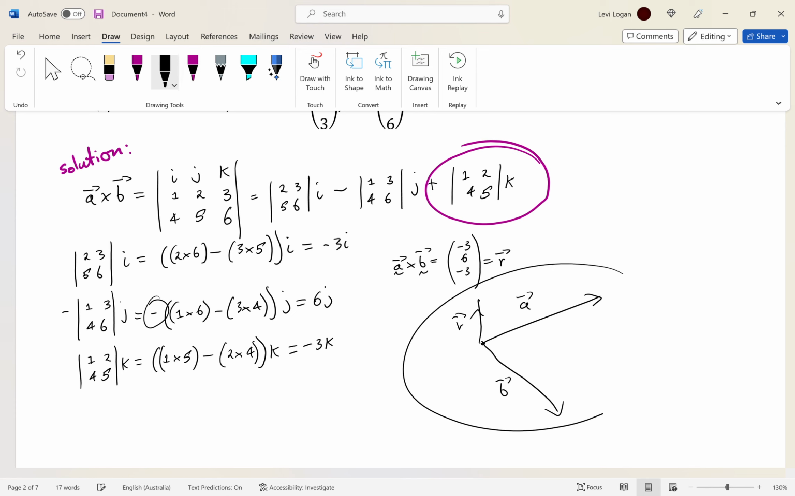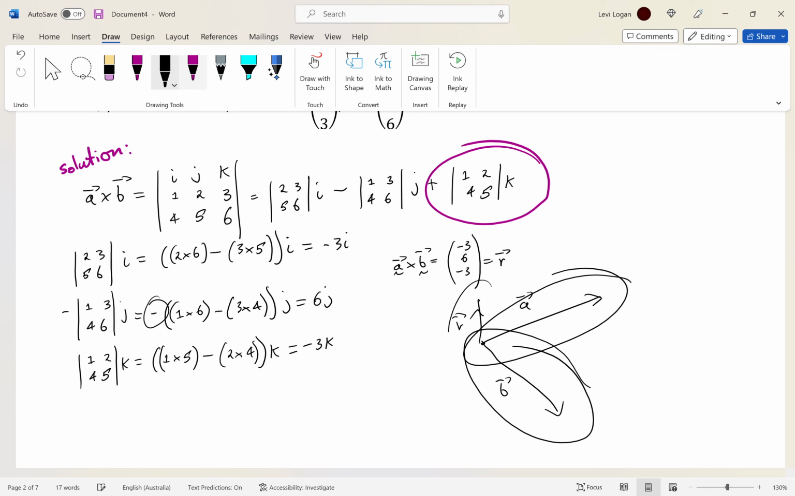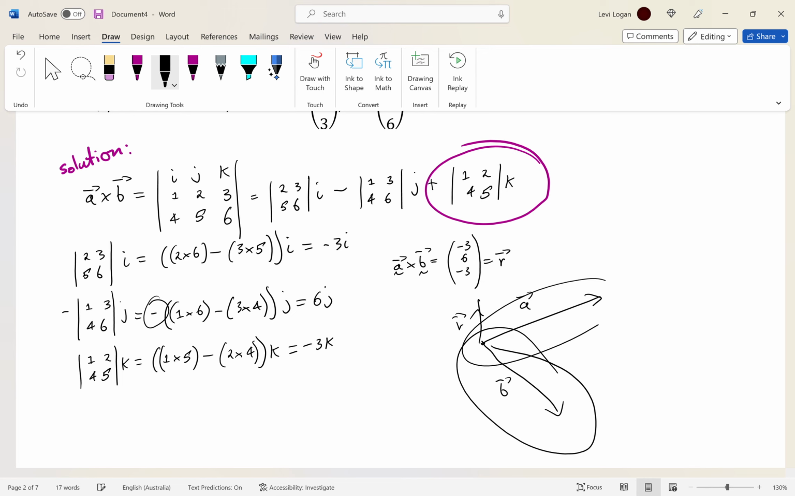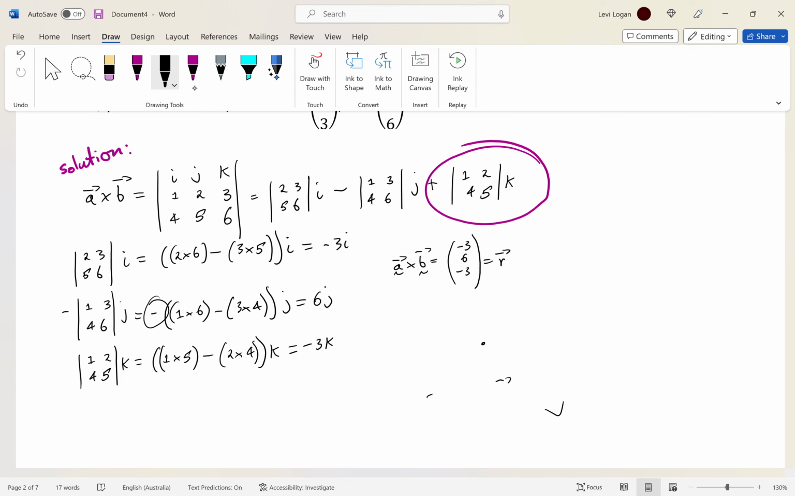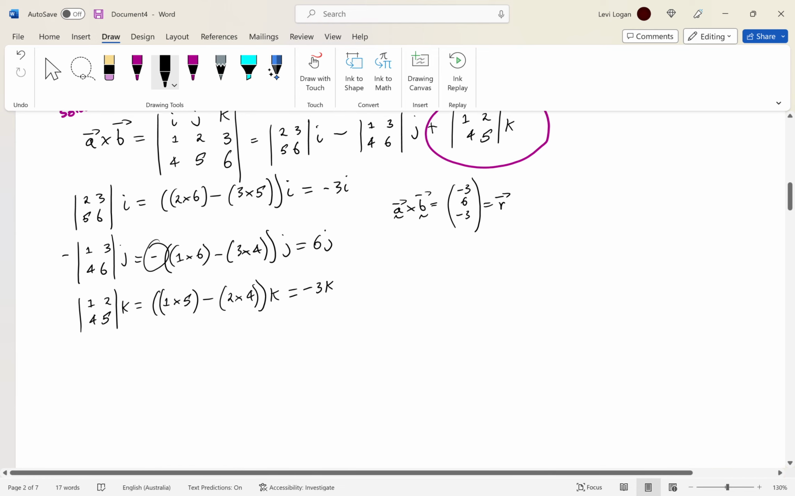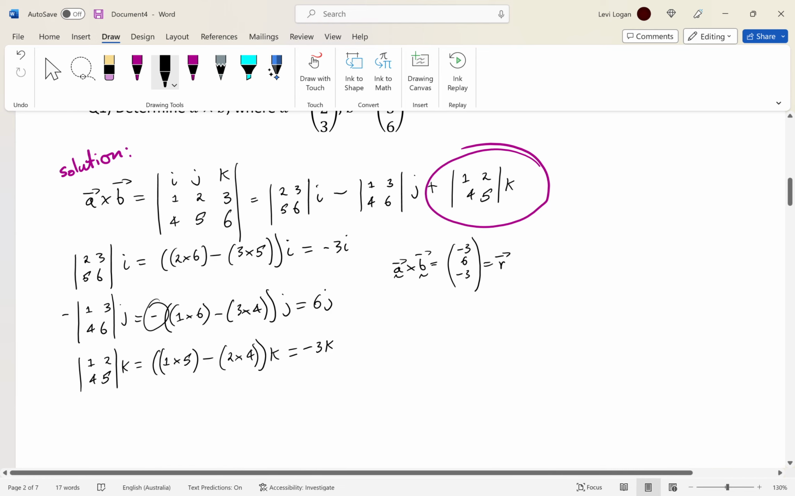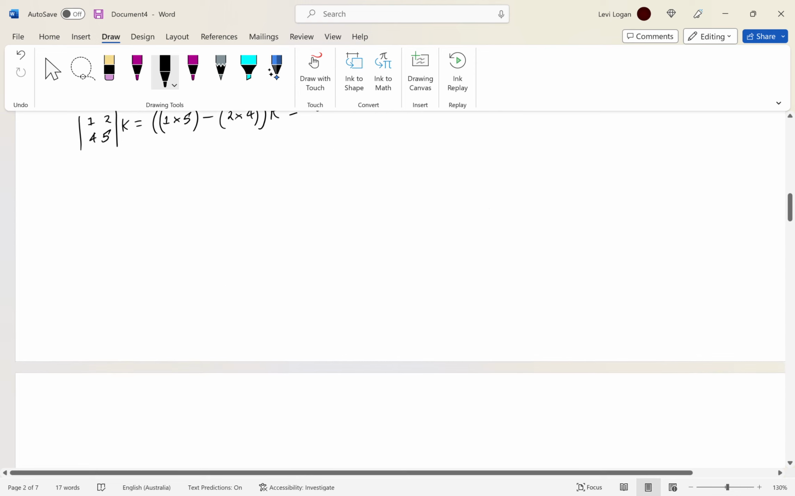So this is the picture we've made. We've crossed A with B and we've produced this vector R. Similarly, if we crossed B with A, we'd get a vector in the opposite direction. So that's what it means to find it. Applications of the cross product include finding the equation of a plane. This is an important algorithm to learn if you're taking any algebra or calculus course.